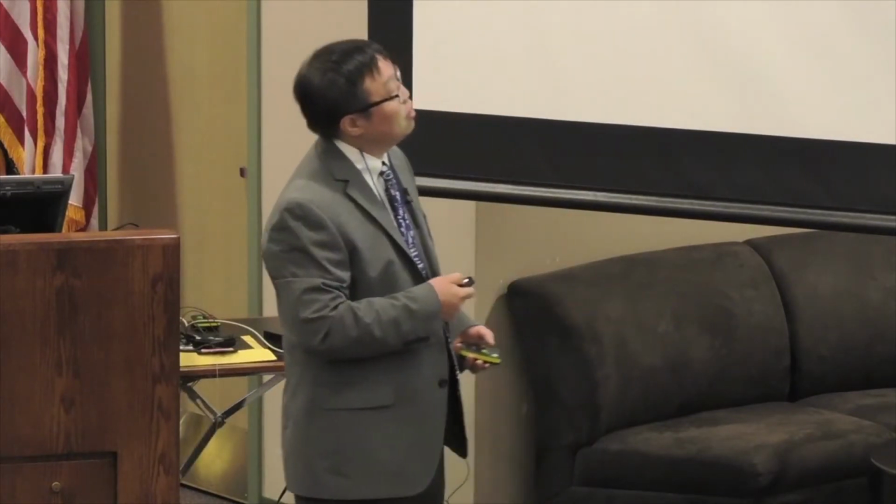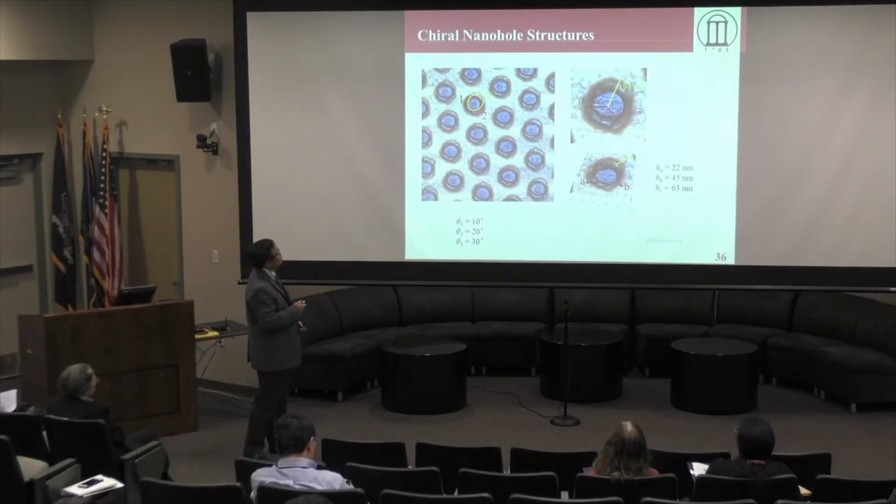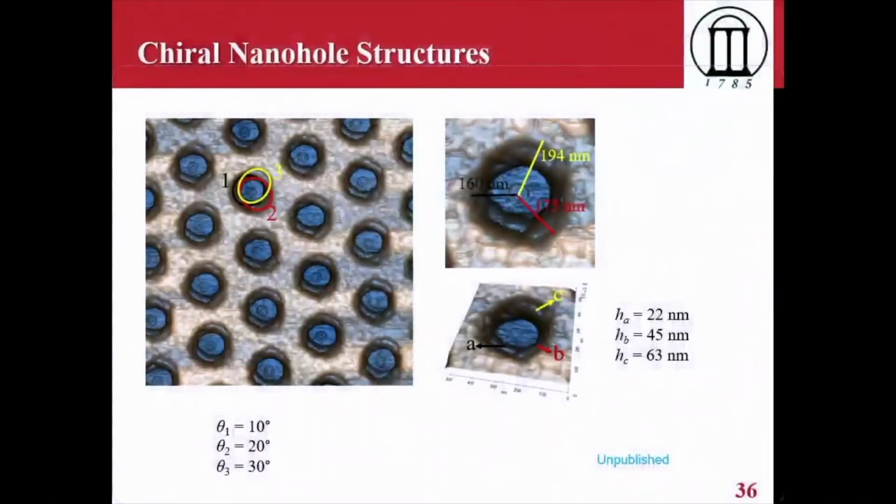So, for example, this is a very nice AFM image. This is the first deposition, the black circle over here. The red circle is the second deposition, and the yellow circle is the third deposition. You can see we have nice skewed holes over here.